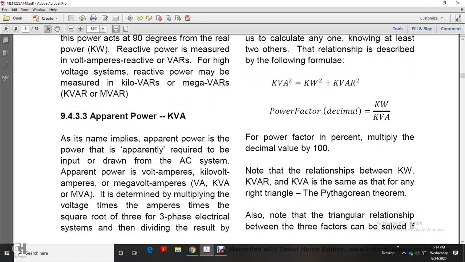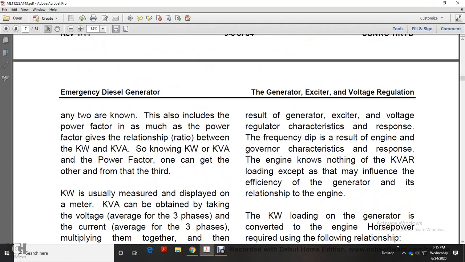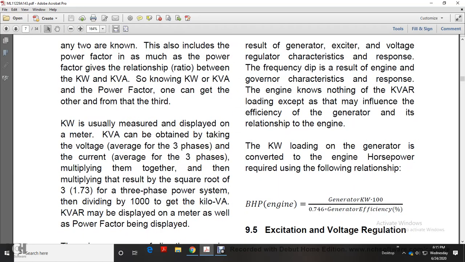Note that the relationship of kilowatt, kilovolt ampere reactive, and kilovolt ampere is the same as for any right triangle under the Pythagorean theorem. Also note that the triangular relationship between the three factors can be solved if any two are known. This includes the power factor. Given the relationship between kilowatt, kilovolt ampere, and power factor, one can get the other from the third.